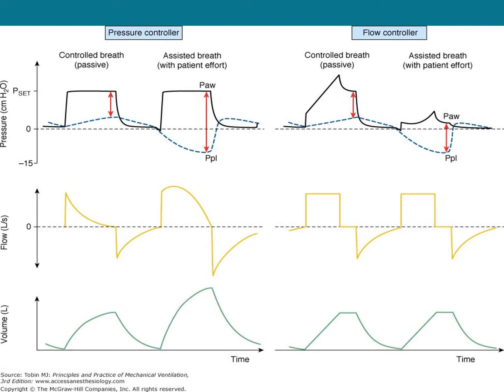Here we can see the ventilator graphic or waveform display: the pressure in the upper part, the flow in the middle, and the volume in the lower part. In the pressure controller, as you can see in the left part, a target pressure is set and to be achieved during pressure controlled ventilation, which is the target in pressure controlled modes.